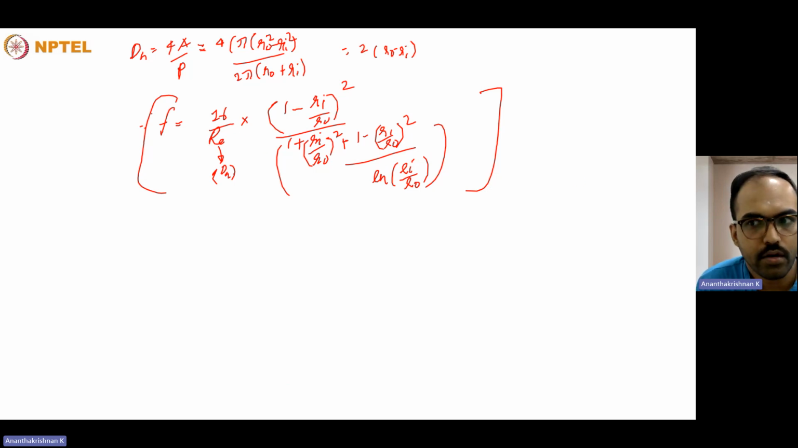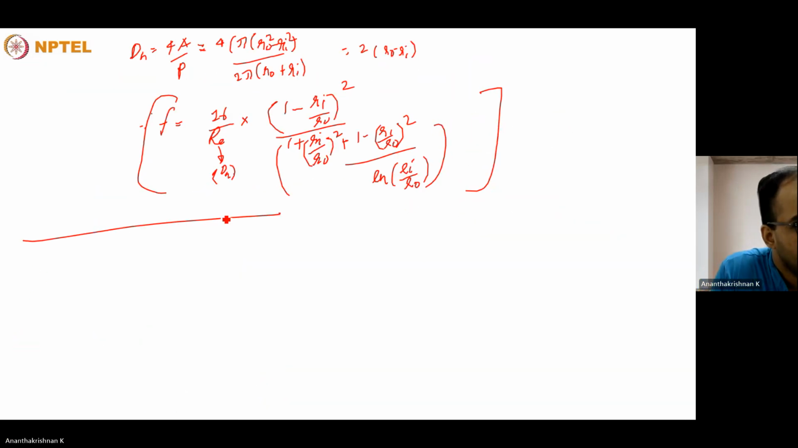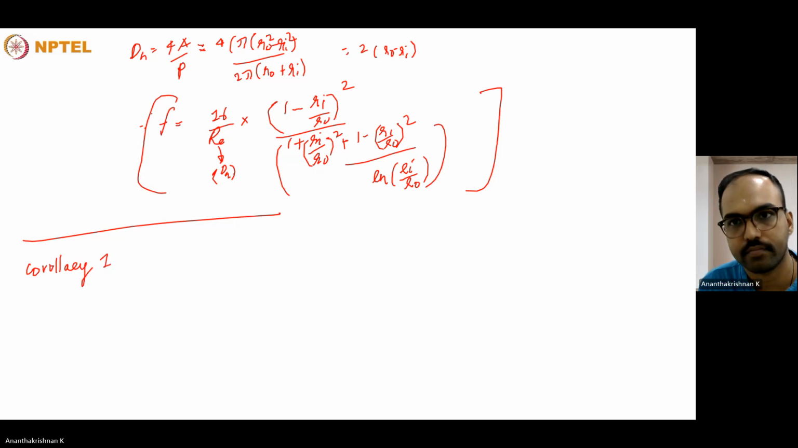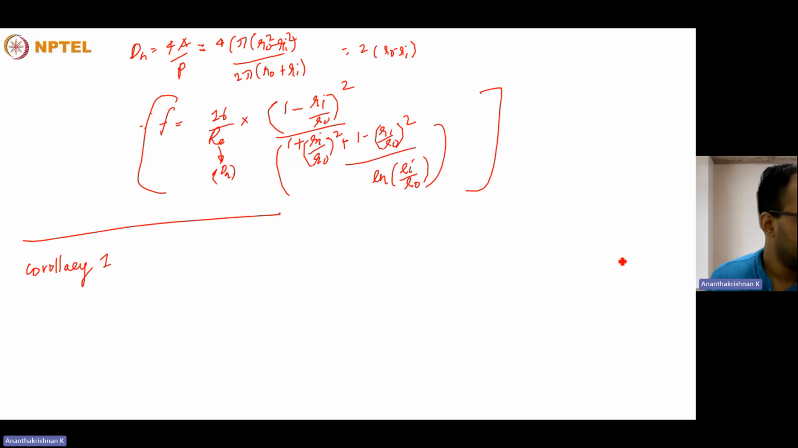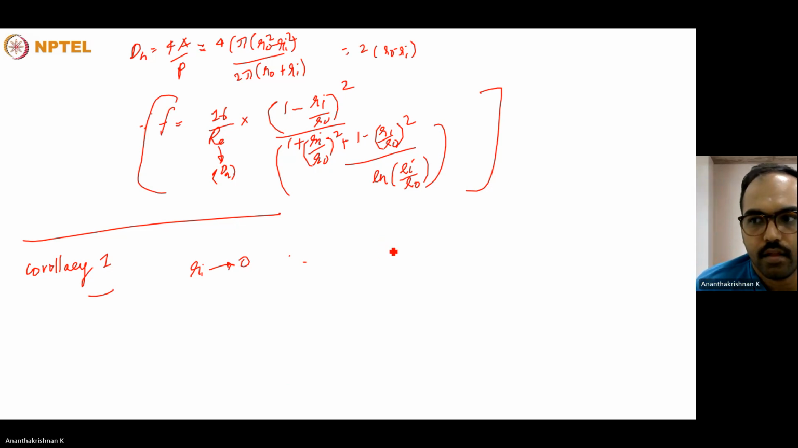So one corollary we can add to this problem is that in the case of a circular tube, the Ri tends to 0. In that case, substituting this, this particular fraction will be limited to 1.